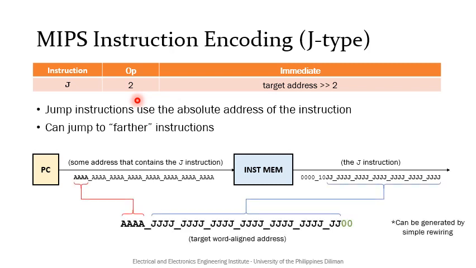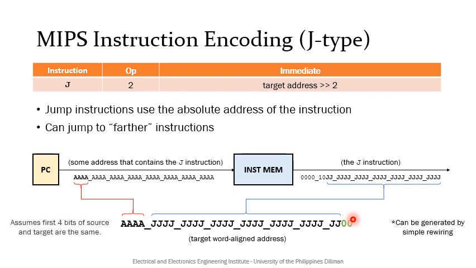The jump target address is generated by concatenating the first 4 bits of the PC, the 26 bits of the jump address, and 2 zeros, since the target address must be word aligned. This illustration also shows that the jump target address can be generated from simple concatenation or rewiring. Also, if we do the process backwards, the target address must be shifted to the right by 2-bit places before encoding into the instruction.